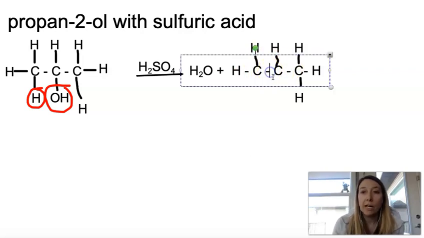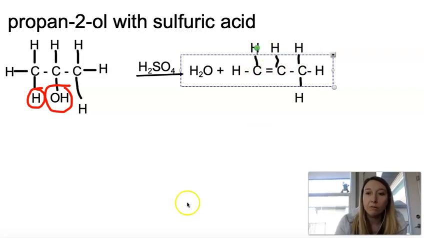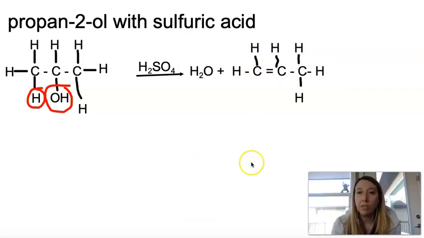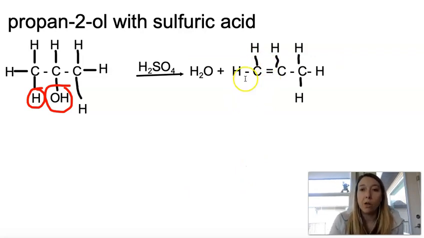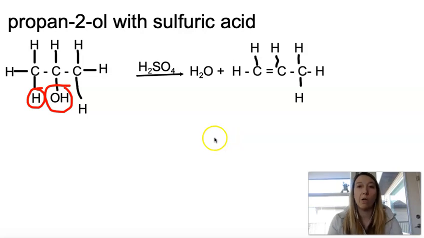So how are we going to fix that? Instead of having a single bond here, we're going to turn that into a double bond. Okay, so now when we look at it, this carbon is back to having 4 bonds, and this carbon is also back to having 4 bonds. This one we never touched, so it's still at 4 bonds.